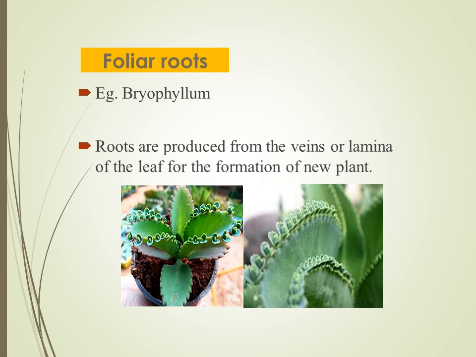And here comes the foliar roots. Example for this is Bryophyllum. The roots are produced from the veins or the lamina of the leaf for the formation of a new plant.